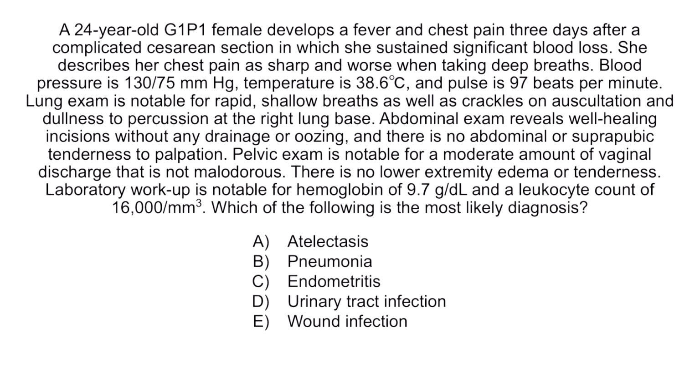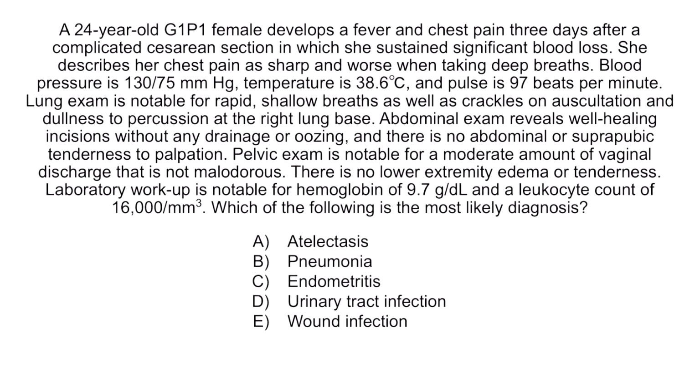Lung exam is notable for rapid, shallow breaths, as well as crackles on auscultation and dullness to percussion at the right lung base. Abdominal exam reveals well-healing incisions without any draining or oozing, and there is no abdominal or suprapubic tenderness to palpation. Pelvic exam is notable for a moderate amount of vaginal discharge that is not malodorous. There is no lower extremity edema or tenderness. Laboratory workup is notable for hemoglobin of 9.7 and a leukocyte count of 16,000. Which of the following is the most likely diagnosis?